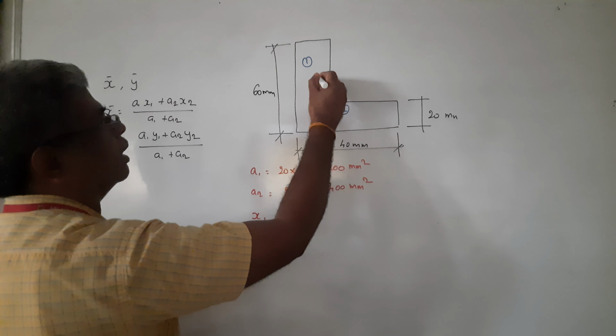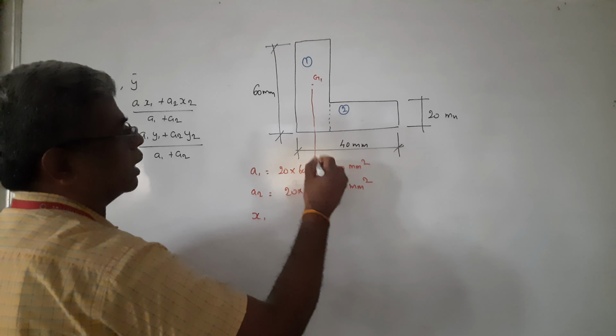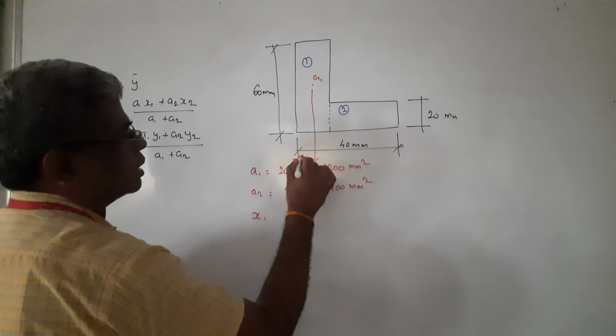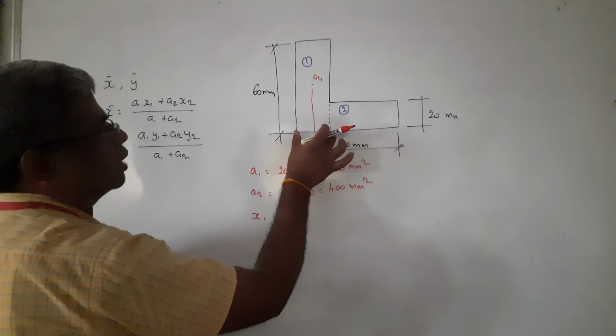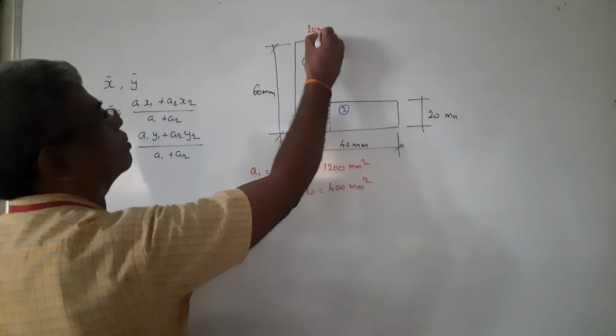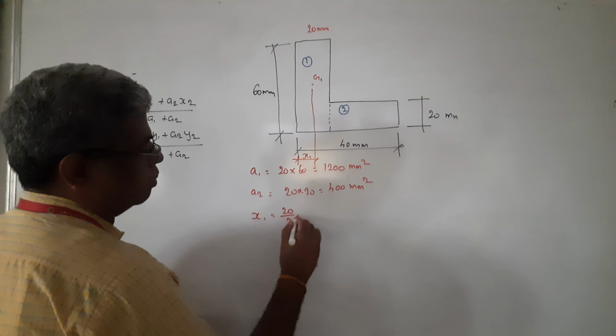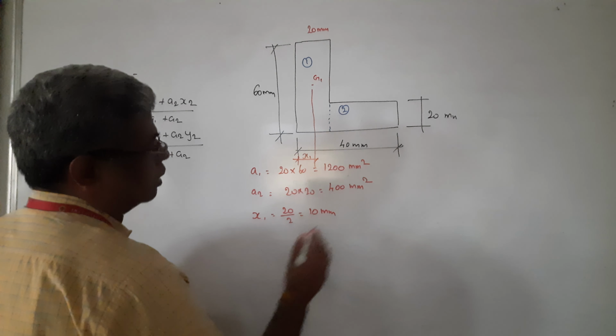Similarly, x1 is the horizontal centroidal distance of this plane figure. You assume that the centroid G for this plane figure 1 is taken as this distance. So let us assume this distance is x1. So x1 is half of this value. What about this? This is, we assume 20 millimeter. So x1 is equal to 20 divided by 2, which is equal to 10 millimeter.